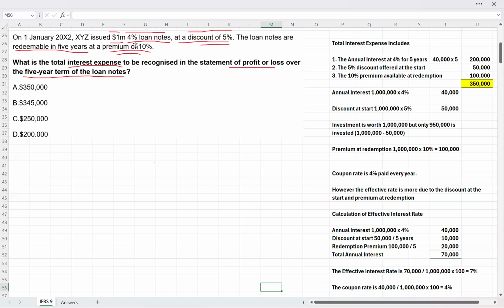So this is how we calculate that. The requirement of the question was the total interest expense over the period of 5 years, and we also calculated the effective interest rate per annum. I hope this helps you understand the question and how the effective interest rate is calculated.